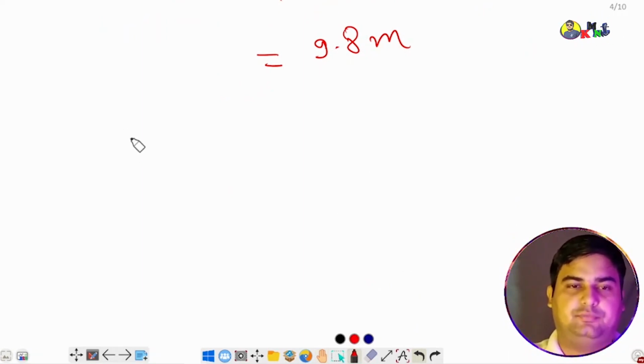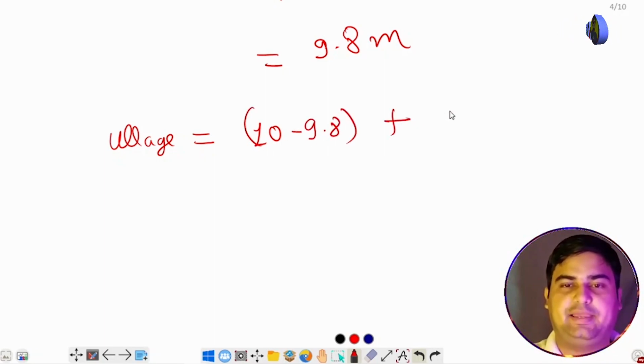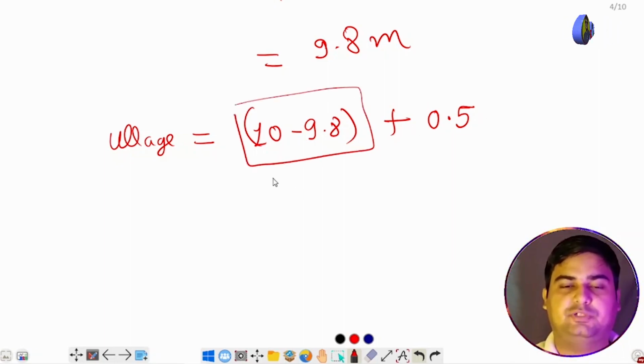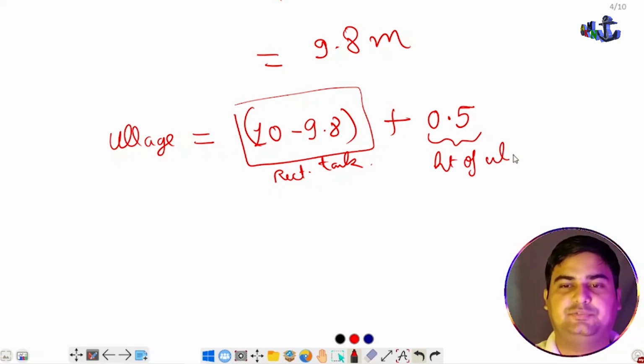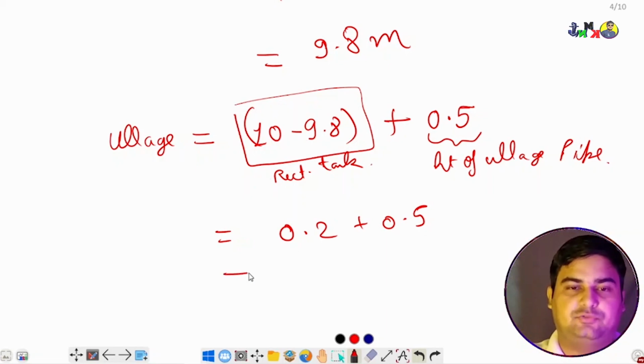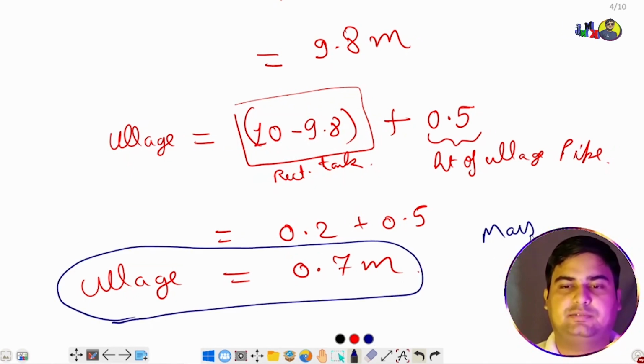Now if we need to find out the ullage, the ullage will be equal to 10 minus 9.8, and we will add our 0.5, that is the height of the ullage pipe, in this expression. So this we can find out from the rectangular tank, and this is the height of the ullage pipe. So it will be 0.2 plus 0.5. So in all, the ullage will be 0.7 meters. That's the answer. So we found out the mass and ullage.